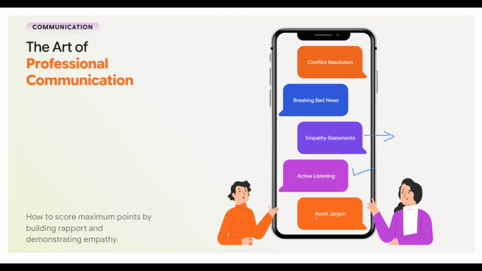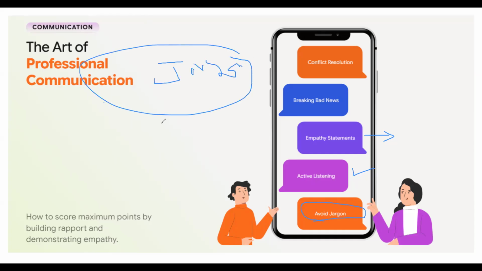And the most important thing is to avoid jargon. Jargon is any technical word. For example, if someone is an IT professional and they keep using difficult IT words, it's jargon. If someone is a journalist and they use journalistic terms, that's jargon for them. So the idea behind communicating with a patient is that the patient does not know medical terms.